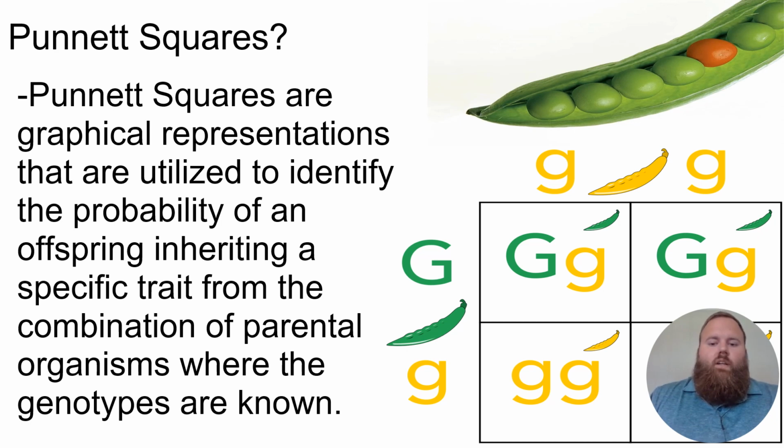For example, if we're looking at the Punnett square to your right, we're looking at the color of pea pods. A capital G shown in green would indicate that that pea pod is going to be green. And if a capital G is expressed, then anything in the genotype that has a capital G is going to be a green pea pod. A lowercase g would indicate that it's going to be a yellow pea pod. And you can see that you have to have two lowercase g's for the phenotype to be yellow. If a capital G is present, then the pea pod will be green.